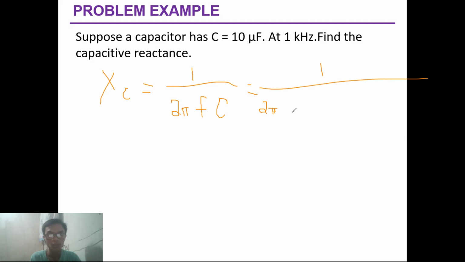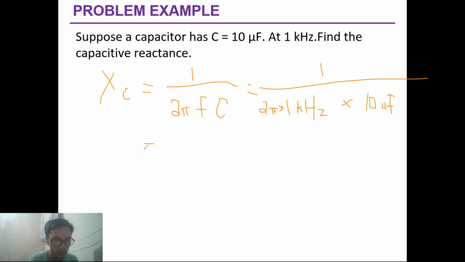So what is the frequency? We have 1 kilohertz. Then multiplied by the capacitance, which is equal to 10 microfarad.